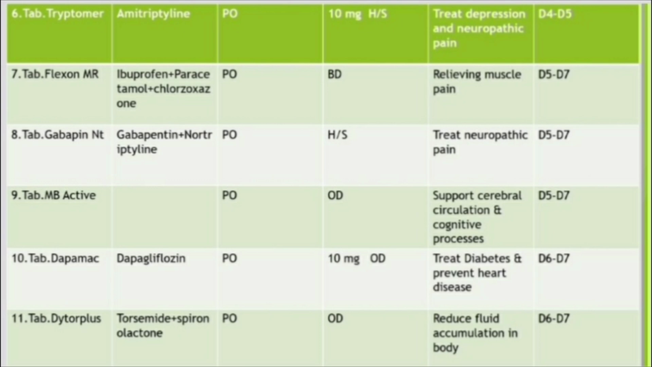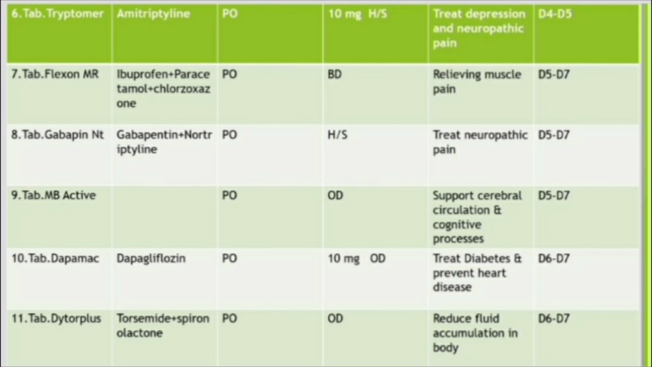Tablet Gabapin NT, generic name is gabapentin plus nortriptyline, per oral, at night time, treat neuropathic pain, duration day 5 to day 7. Tablet MB Active, given per oral, once a day, supports cerebral circulation and cognitive processes, duration day 5 to day 7.